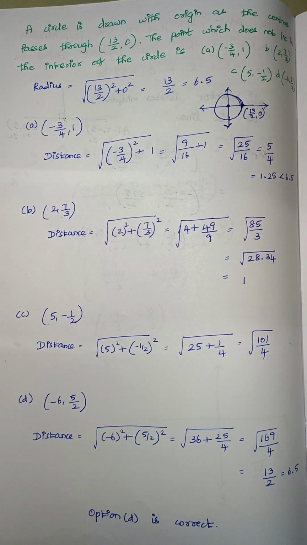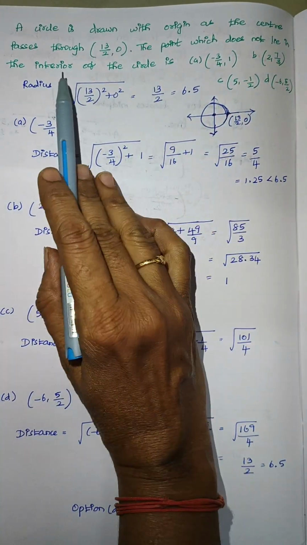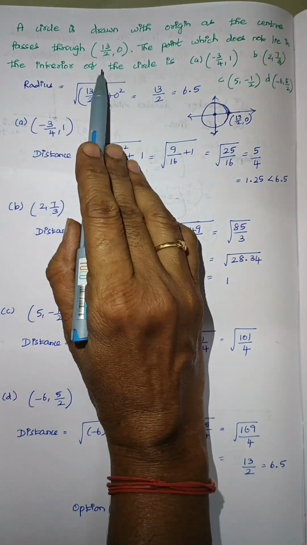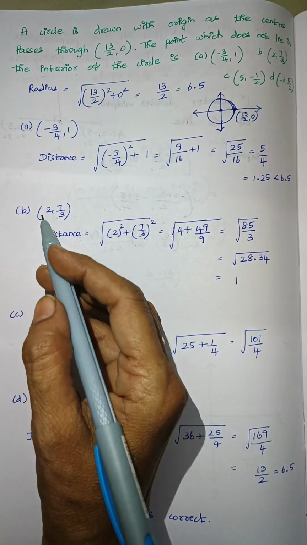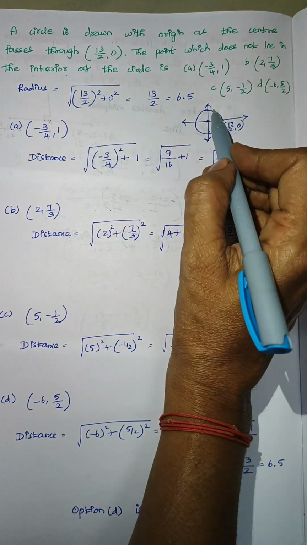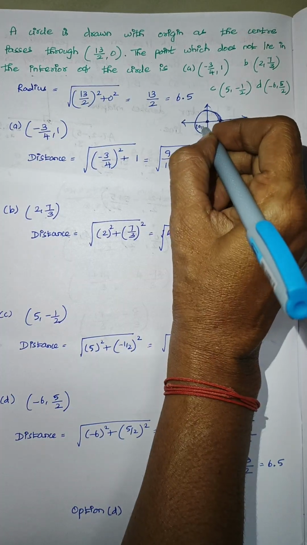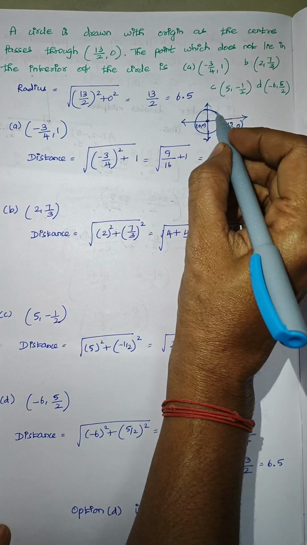Hello viewers, today's question is: a circle is drawn with origin as the center and passes through the point, which of the following points does not lie in the interior of the circle? Here the word interior means within the circle. So this is our circle, drawn with the center as origin, and this is the center of the circle.